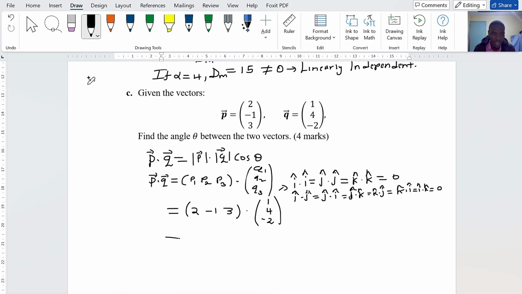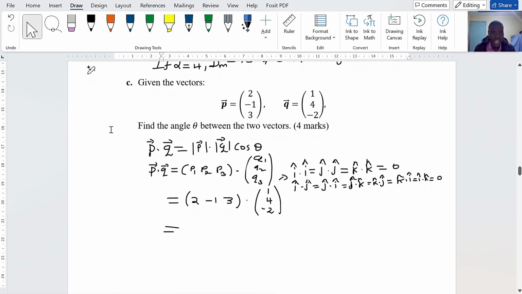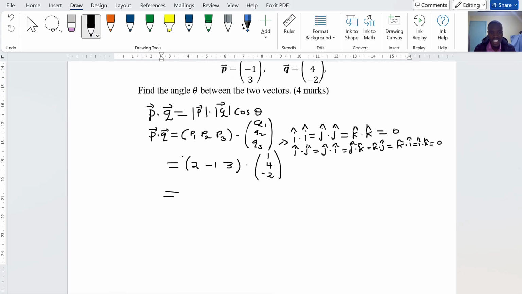Now let's move on. The dot product is a scalar, so we are not going to have any i's, j's or k's in our result. So how do you get the dot product? The first case is for x, the second case is for y, and the third case is for z. So 2 times 2, 2 times 1, second case, -1 times 4, third case, 3 times 2.